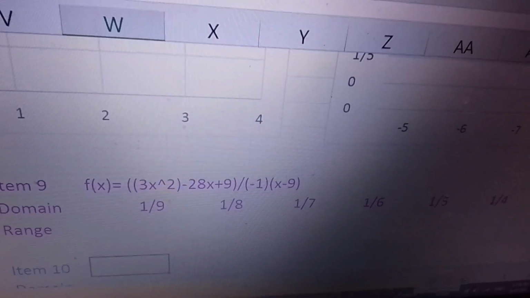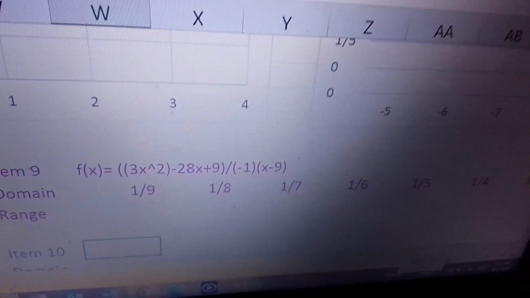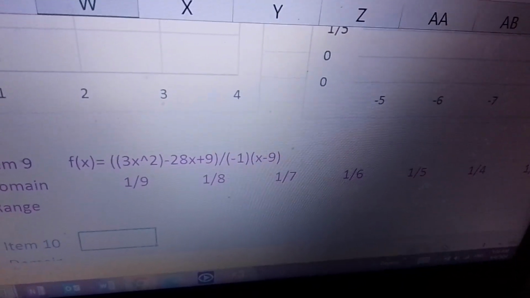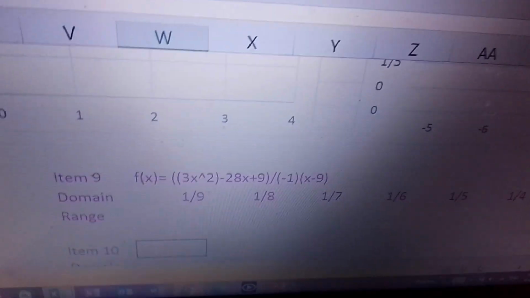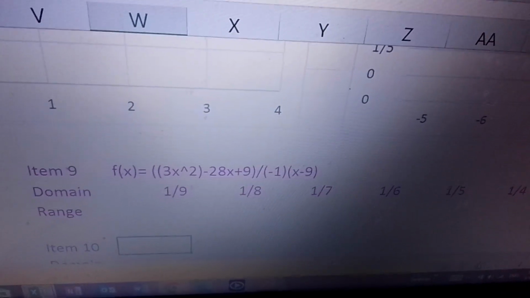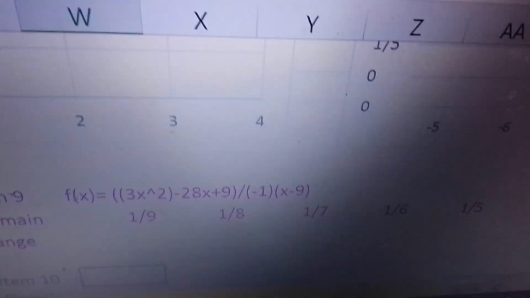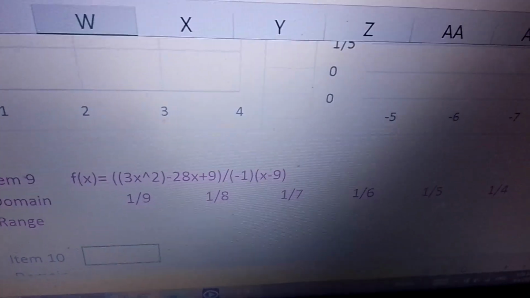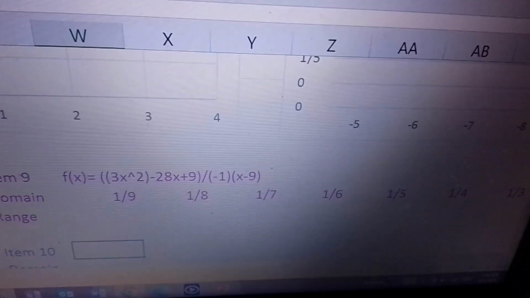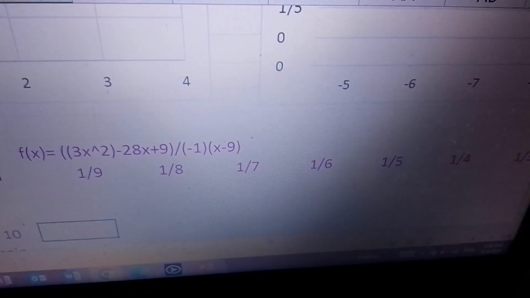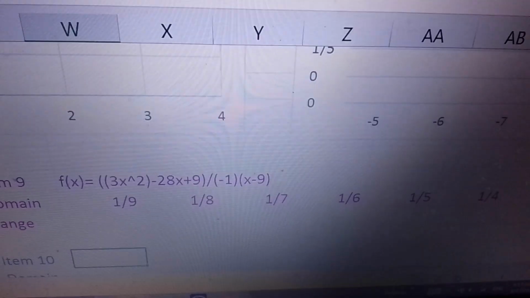And then, once we already have the answer from there, you have to subtract 28x from that answer. Diba? And then, plus 9. Then, whatever answer you get on the top, because that's the numerator, diba? Kaya nilagay ko yung slash, dahil numerator siya. And then, we have the denominator: negative 1 times x minus 9. So, yan. We can just distribute the negative 1 to x and to negative 9. Make it negative x plus 9. Something like that. Okay?